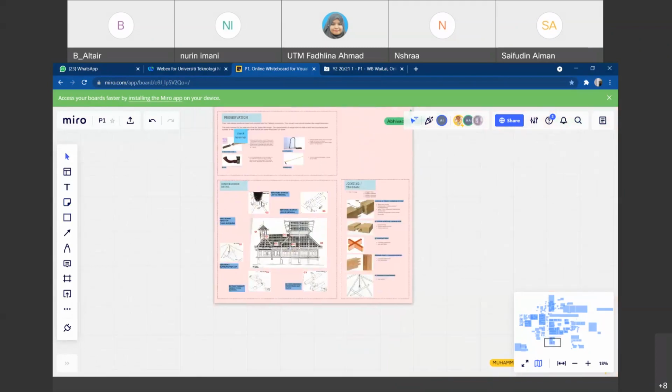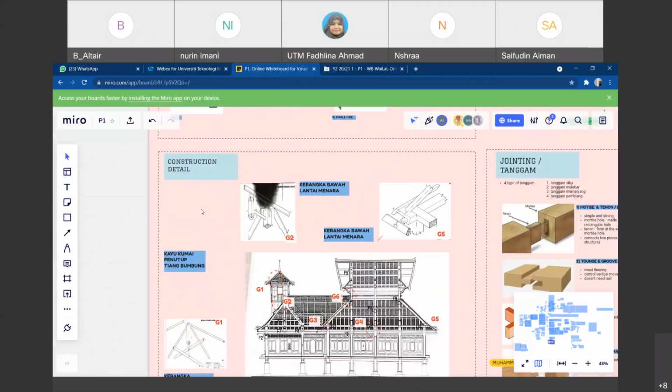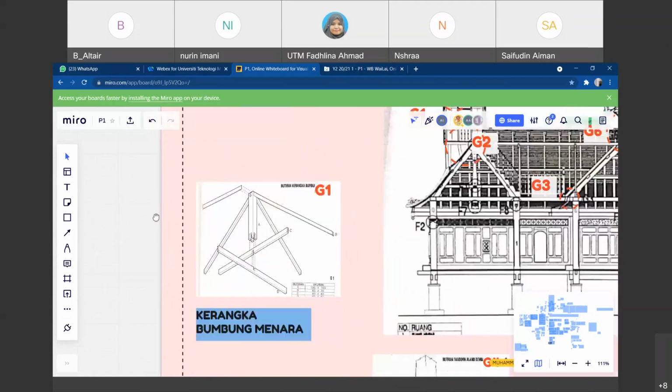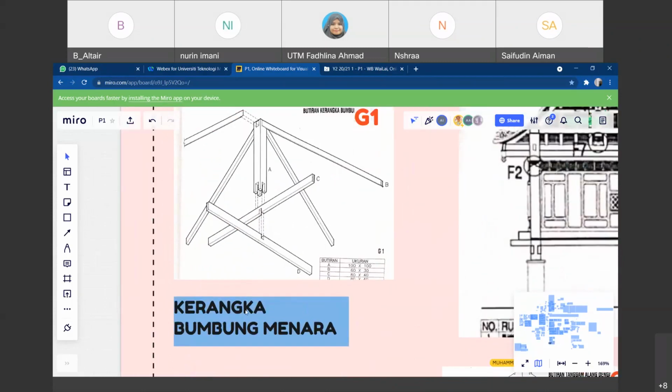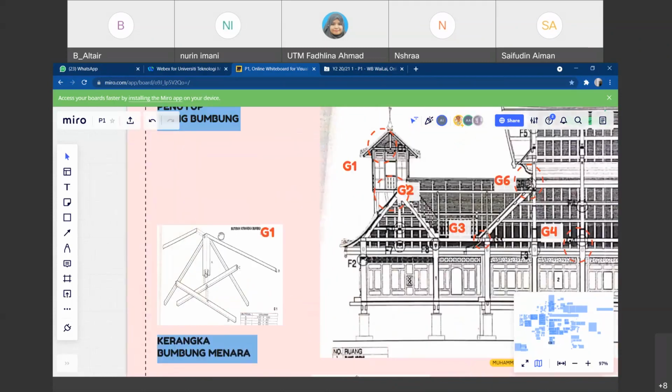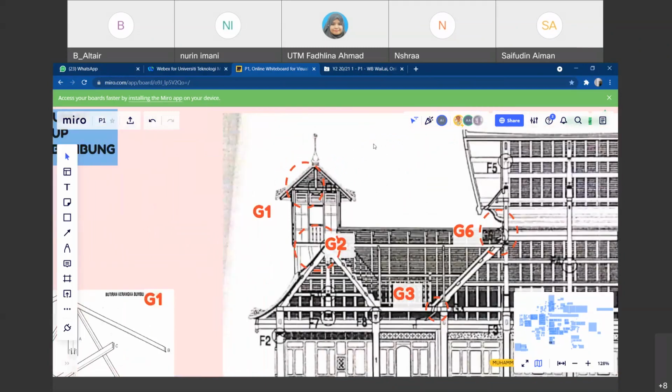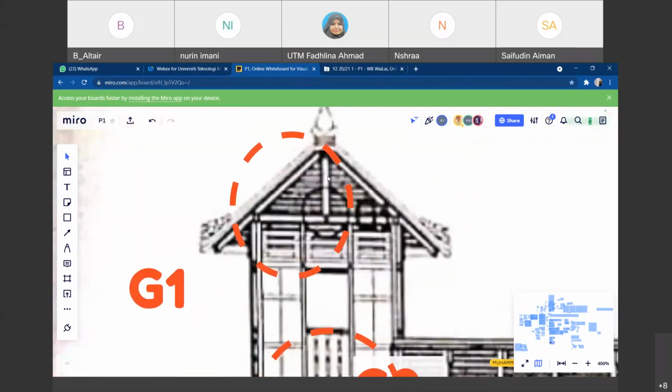Okay, and then the construction details. I'll start from the G1. It's the kerangka bumbung menara. So this one is the mihrab, the one that they use for azan and the ventilation. So this one is the G1.